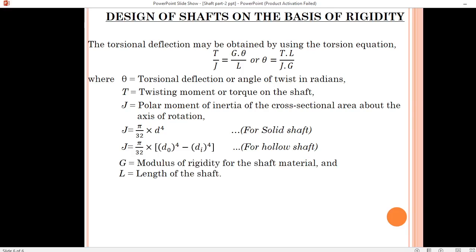Next, G is the modulus of rigidity of the shaft material, and L is the length of the shaft. So this is all about the shaft chapter, and in the next class we will see some problems based upon when the shaft is subjected to combined twisting and bending moment, and design of shaft on the basis of rigidity modulus. Thank you.